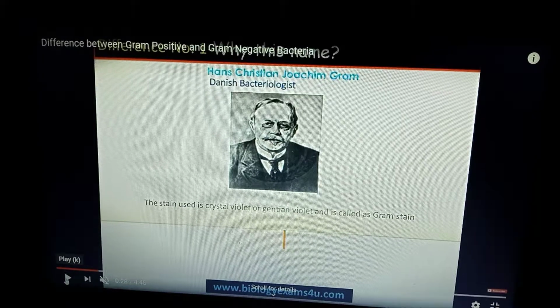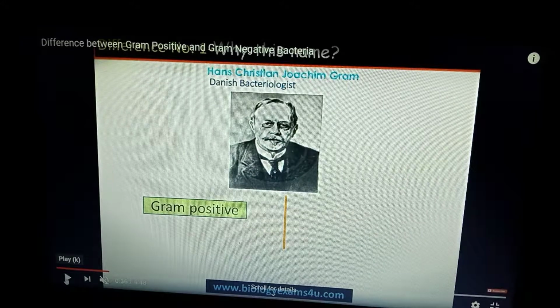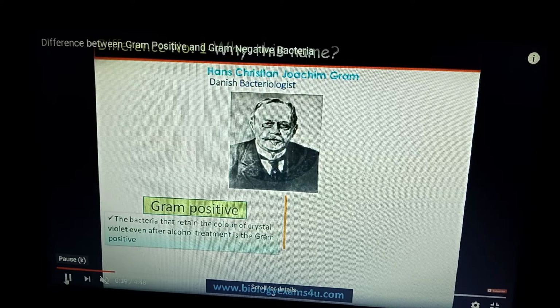What is the difference between a gram-positive and a gram-negative bacteria? First, a gram-positive bacteria is a bacteria that retains the color of crystal violet even after alcohol treatment. I'll repeat, gram-positive bacteria retains the color of crystal violet even after alcohol treatment. While a gram-negative bacteria is a bacteria that loses the color of crystal violet on alcohol treatment. That is the first difference between a gram-negative and a gram-positive.